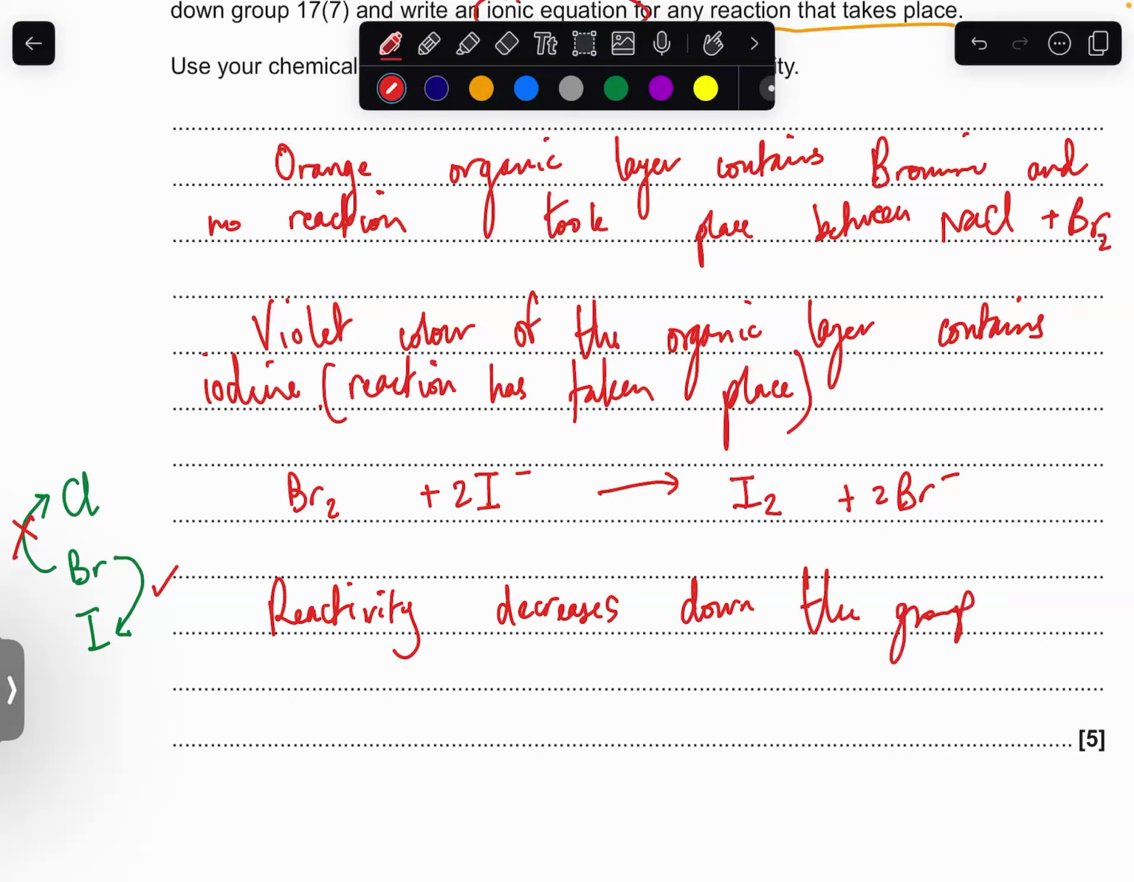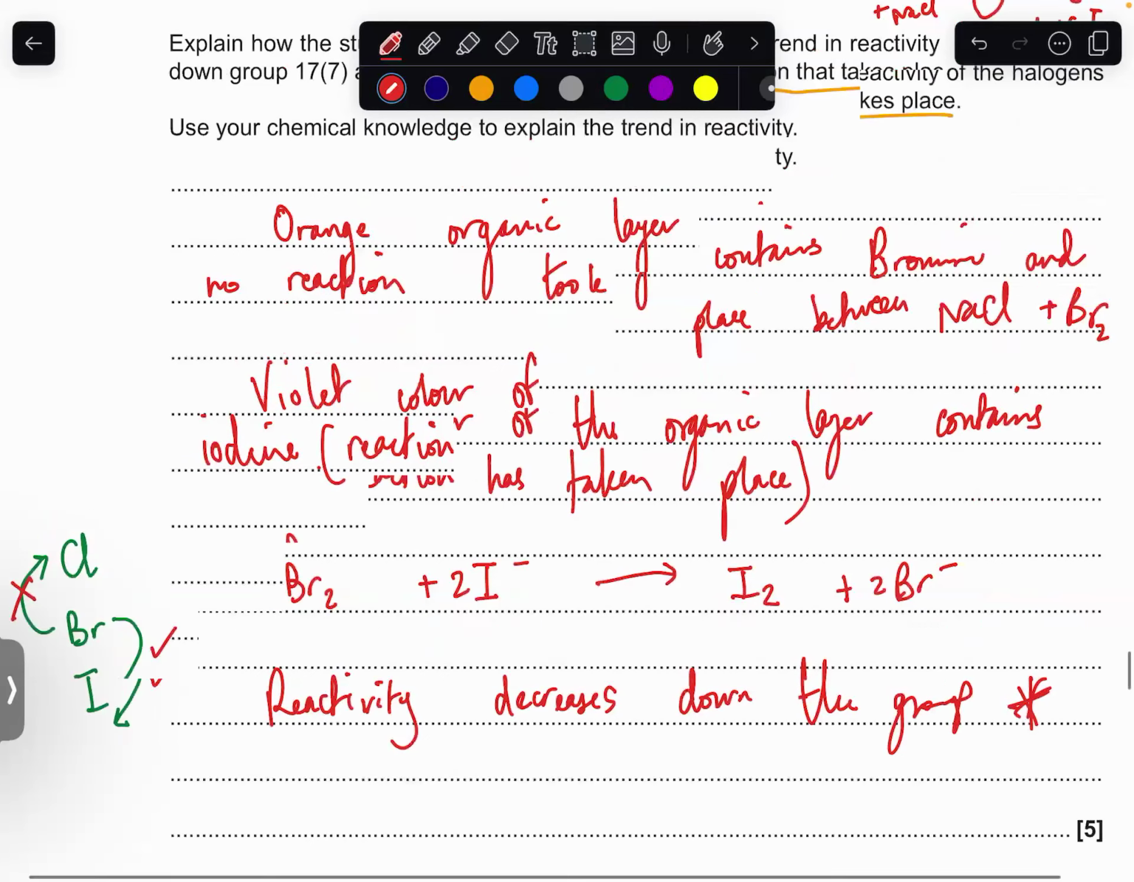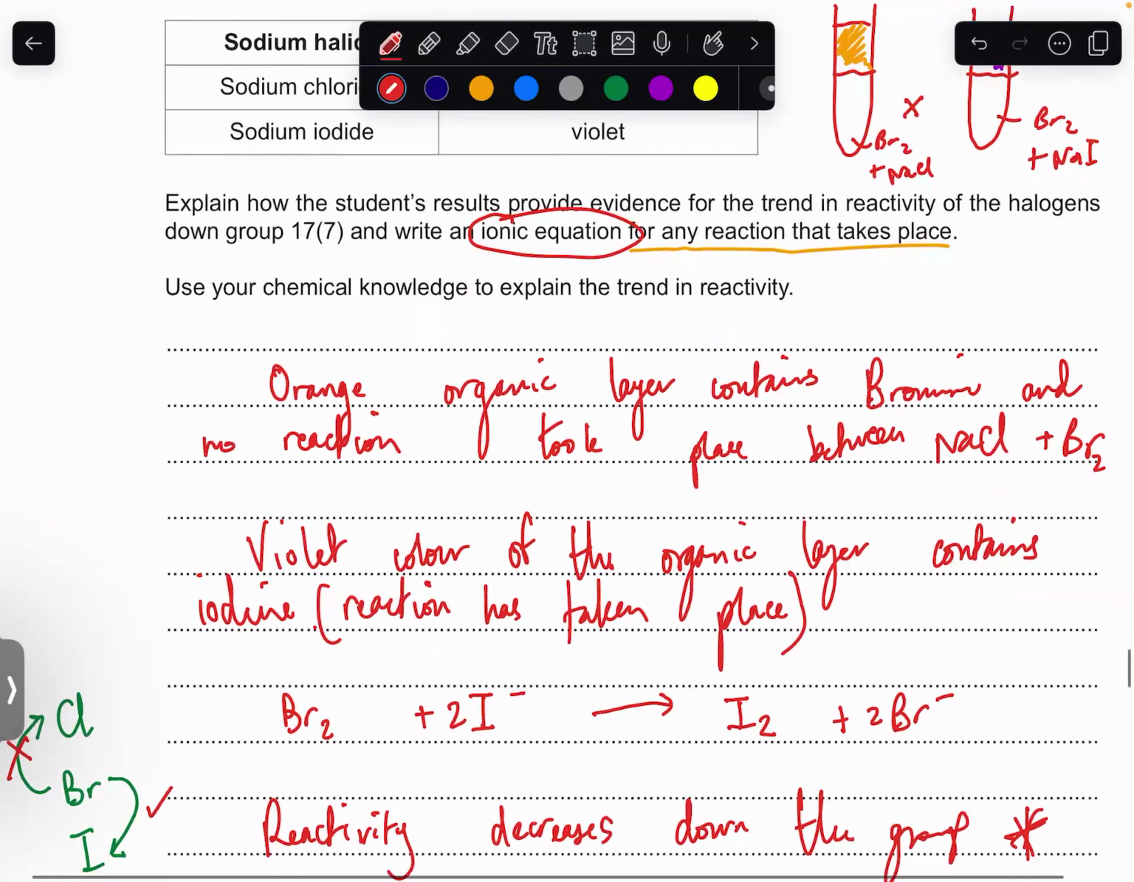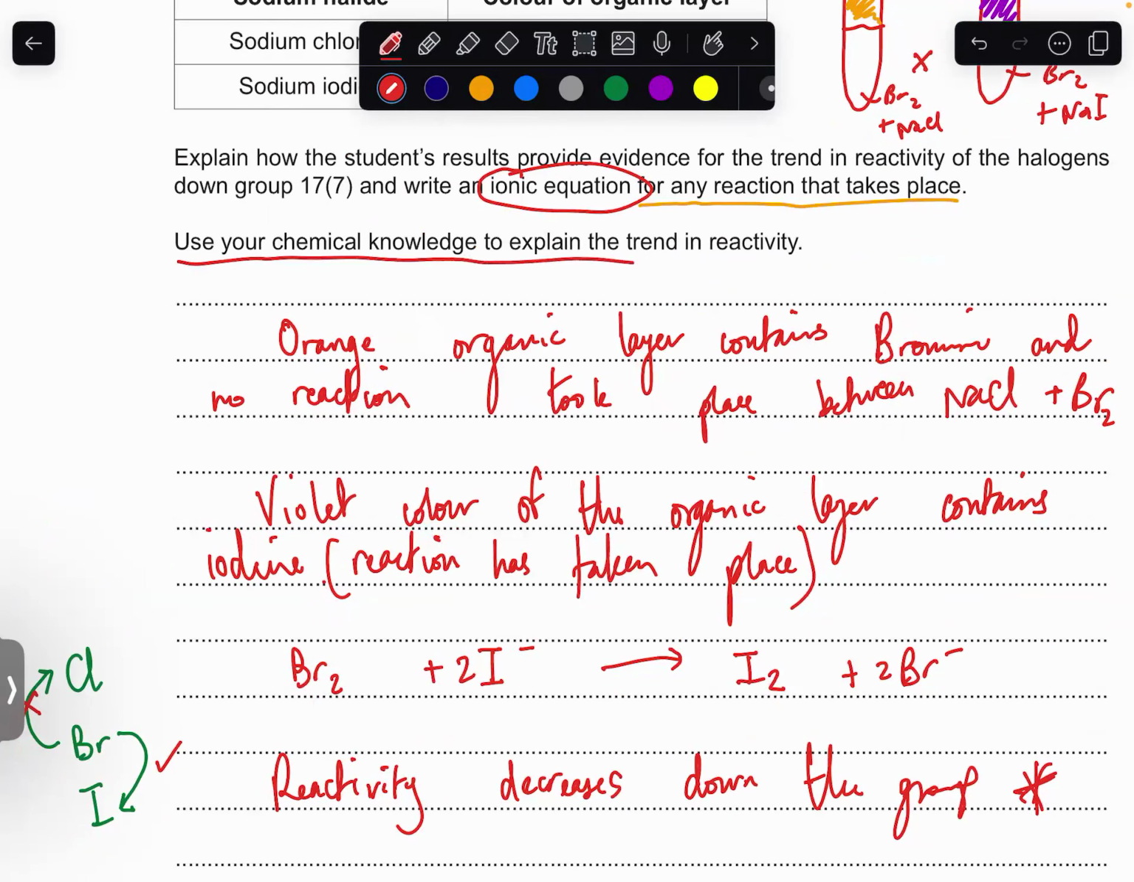We can use different terms. We can say oxidizing power decreases down the group. We could say it gains electrons less easily, or forms -1 ions less easily. These are possible answers for this point. Now, the explanation: it says, explain those evidence for the trend in reactivity. Use your chemical knowledge to explain the trend in reactivity.